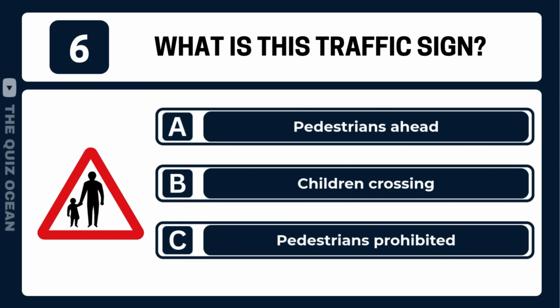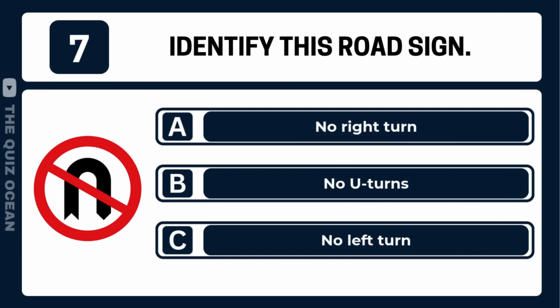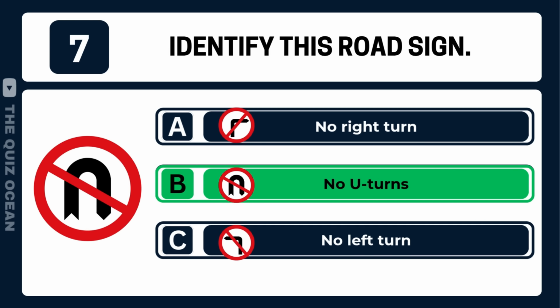What is this traffic sign? Nice. That is the pedestrians ahead sign. Identify this road sign. Right. It is the no U-turn sign.